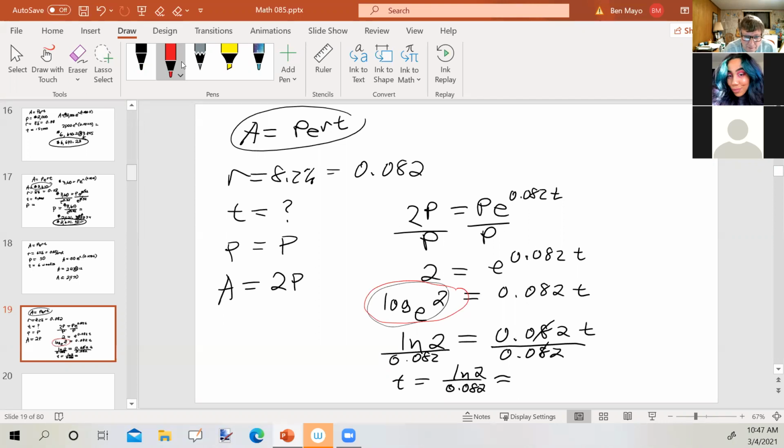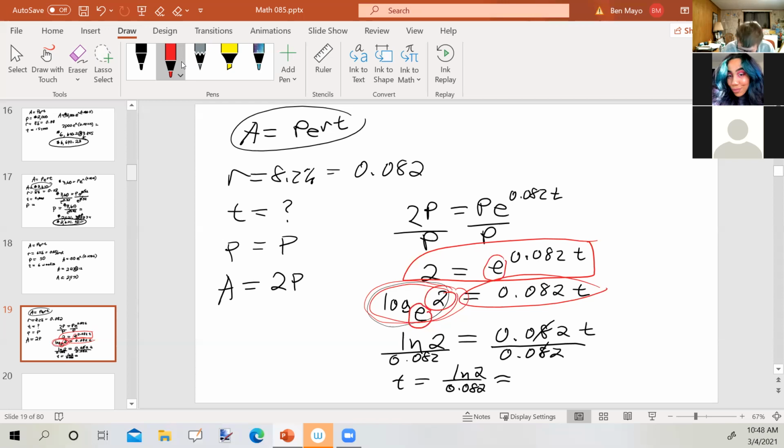The third one down where it says log. So how did I get this? If I take that equation, 2 equals e to some power, e is the base. Changing that to a logarithmic equation, I get log base e of 2 equals that. So I'm changing it from one form to the other.